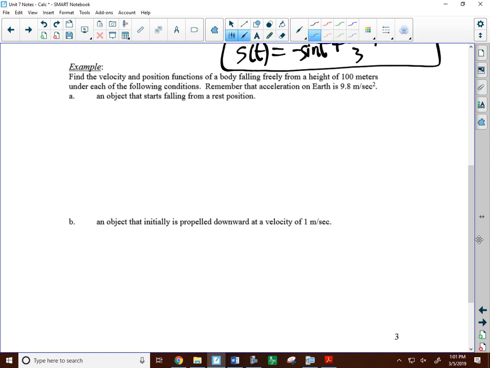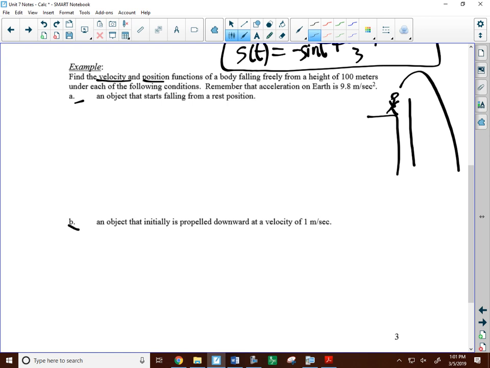This is going to be a falling body question. So we are like on a roof. Somebody's here. They're dropping a ball. They're tossing a ball up, a rock, an object, something like that. Same questions as before. Find the velocity and position functions. We have a body falling from a height of 100 meters. And we're going to do 2 questions under each of these conditions.